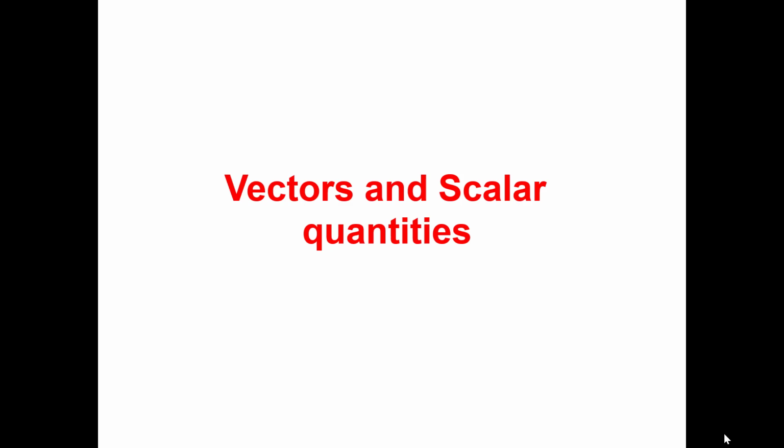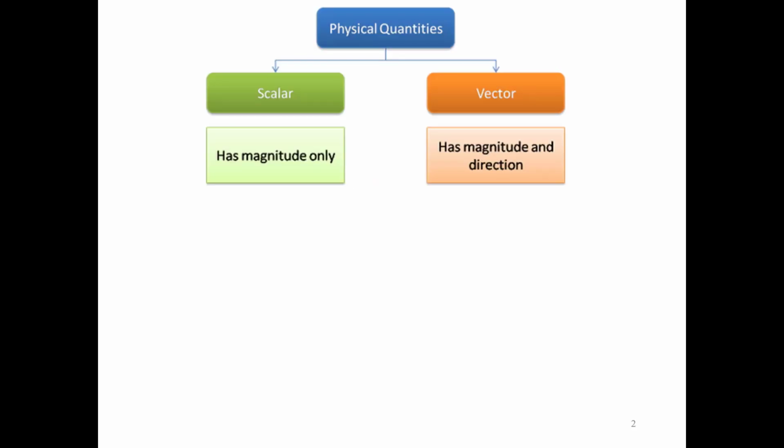In this presentation, we are going to talk about vector and scalar quantities and how we can add or subtract these quantities. To review, physical quantities can be divided into scalar quantities and vector quantities. Scalar quantities can be described just if we know the magnitude of the quantity and the respective unit. But in the case of vector quantities, in order to describe that quantity, we need the magnitude and the direction.